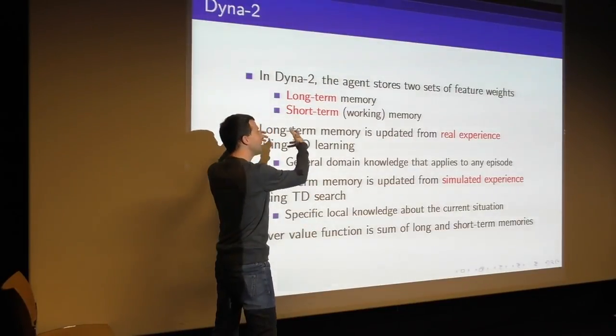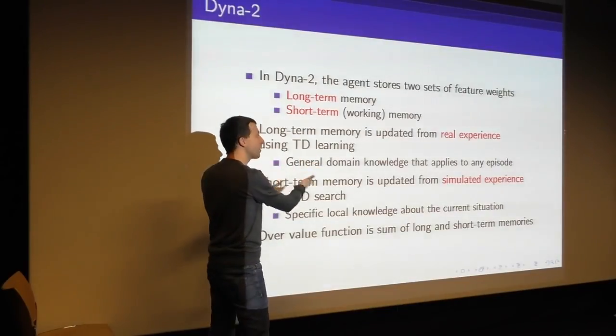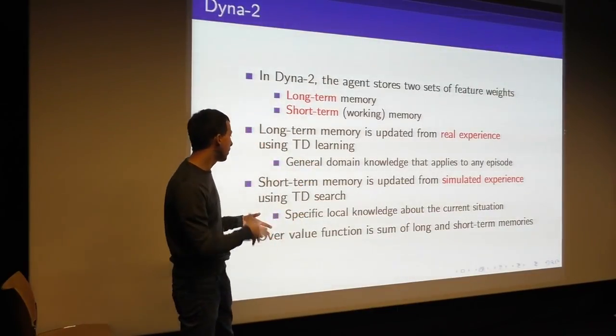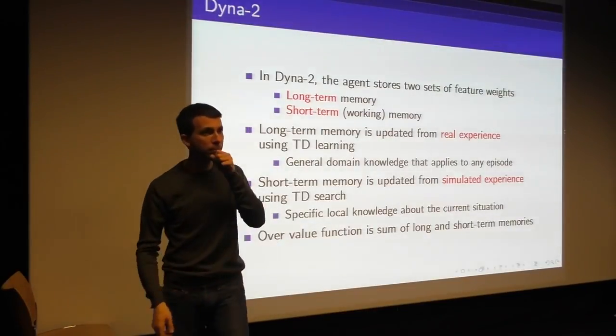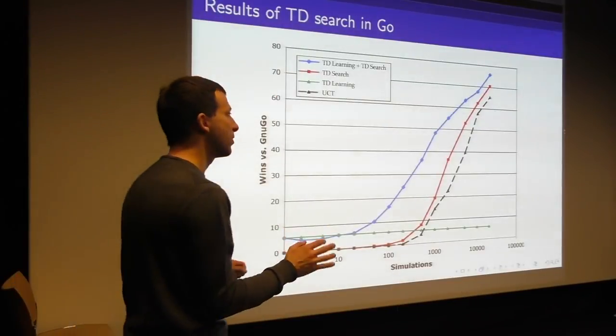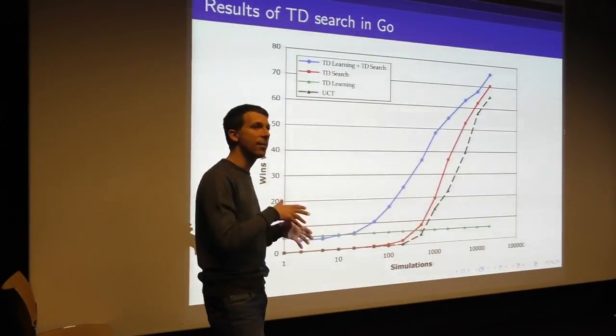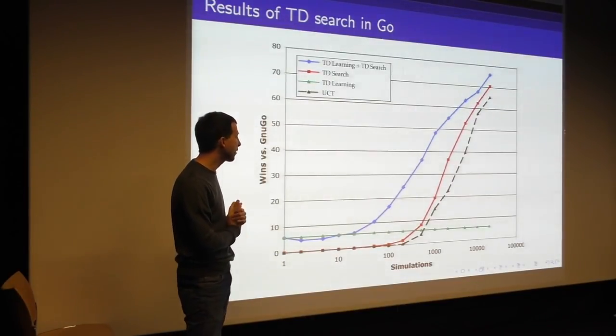So the idea was we maintain two different types of memory. We update one of them from real experience and one of them from simulated experience. And then we sum these two together to give us our overall value function. I'm sorry I don't have time to give more details. I'll just put up one plot, the final slide on this Go example, just to show what happens when you combine these ideas together.